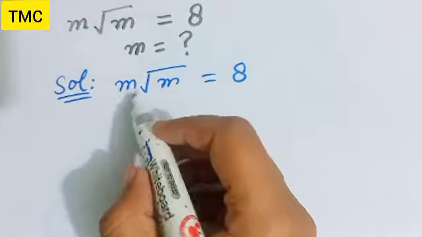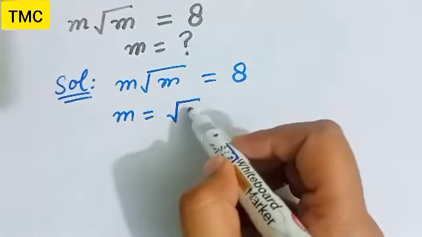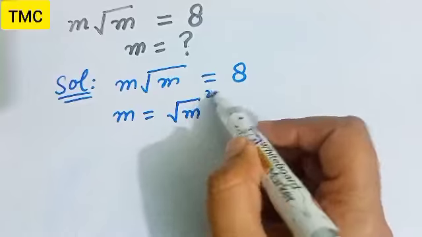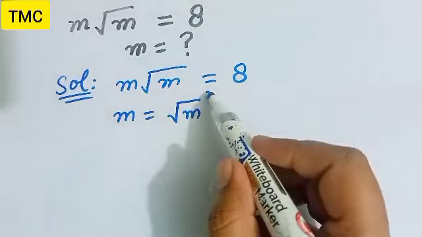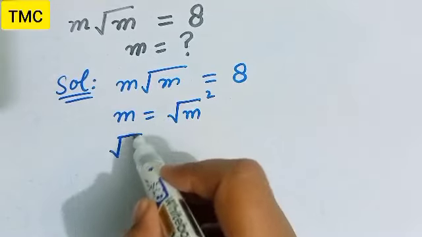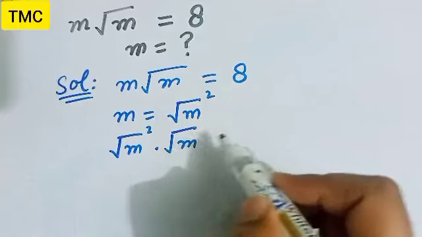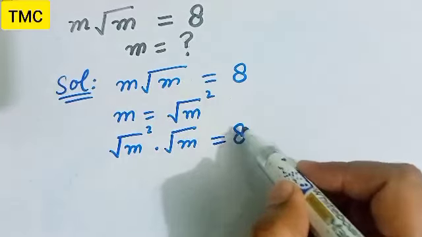For this single m, we can write it as m equals square root m whole square, because square and square root will cancel out and m will be equal to m. We have replaced it by square root m whole square, dot square root m equals 8.